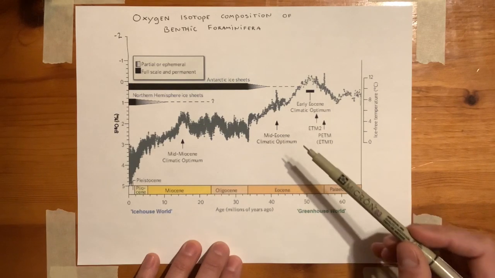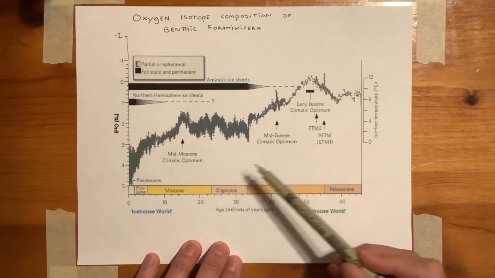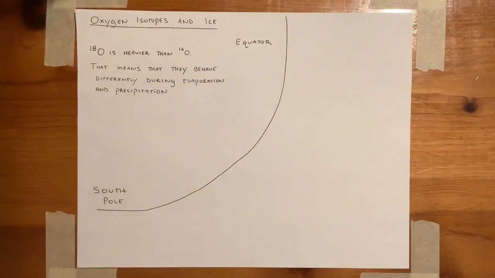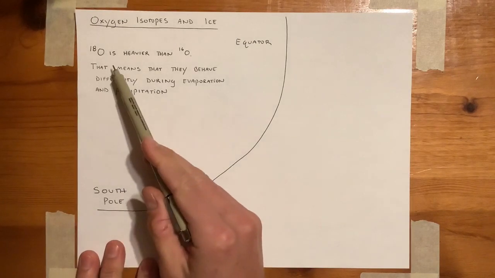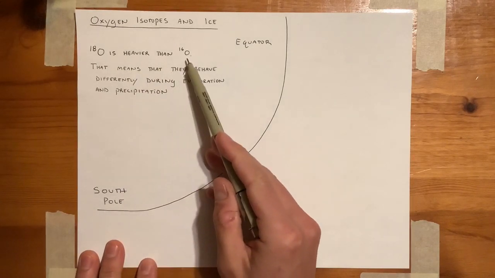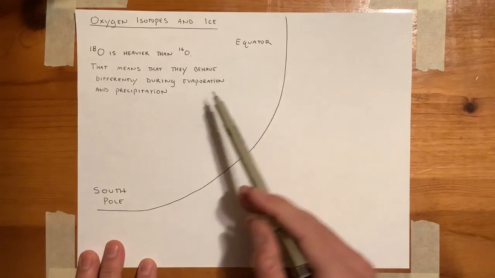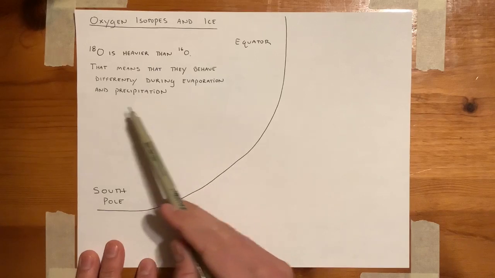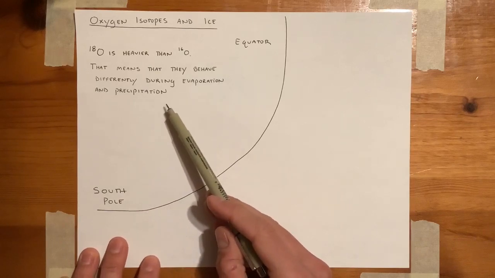So let's explore the second way that oxygen isotopes are useful for telling us about Earth's climate. To understand the second piece of the puzzle, we're going to need to go back to thinking about our uneven distribution of heat on the Earth's surface and how that has implications for how oxygen isotopes behave at the Earth's surface. Okay, so recall that oxygen 18 is heavier than oxygen 16. It's got 2 extra neutrons. And that means that they're going to behave differently during processes like evaporation and precipitation of water.